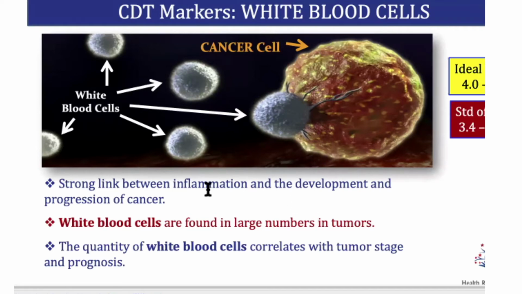But inflammation is what happens when you have elevated white blood cells. It's destroying something and causing a cytokine increase, inflammation. The quantity of white blood cells correlates with tumor stage and prognosis. Is anybody telling you that?